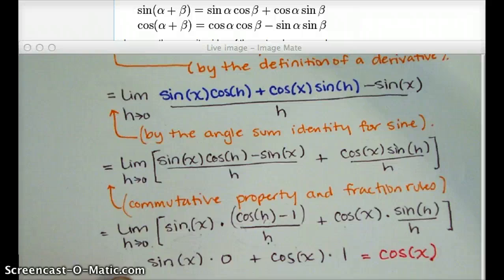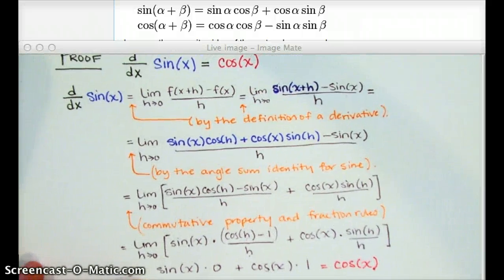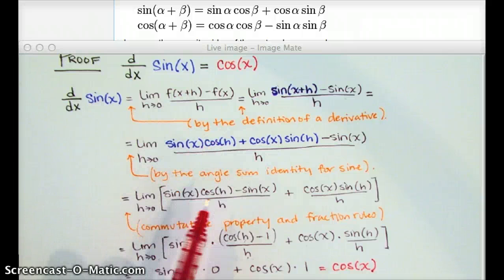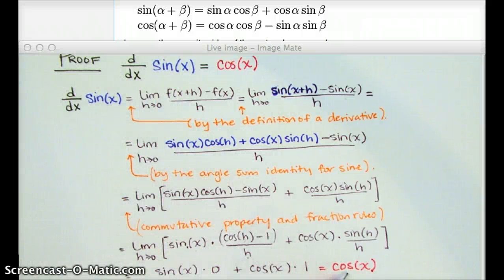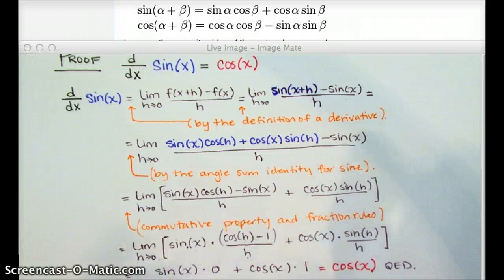And if I zoom back out here, that's what we were trying to prove in the first place. We were trying to show that when you take the derivative of sine, and we did it the long way using the definition, eventually you end up with a cosine as your derivative. Hooray! And of course you end your proof with QED. We proved it. Done. Okay, this is a long process. Take a moment, look at each of these steps, and then I'm actually going to ask you to do one on your own.